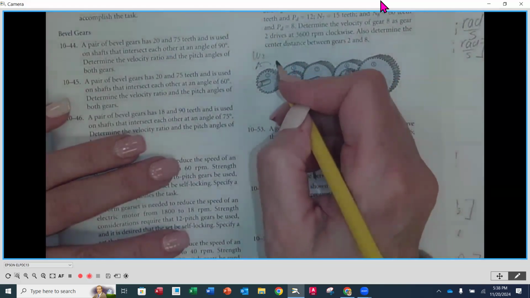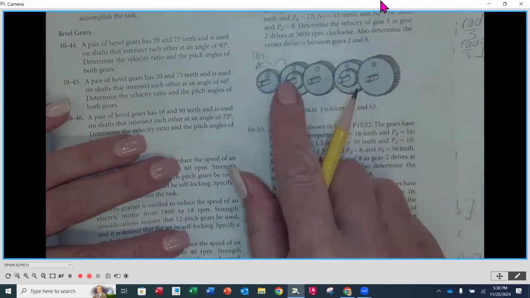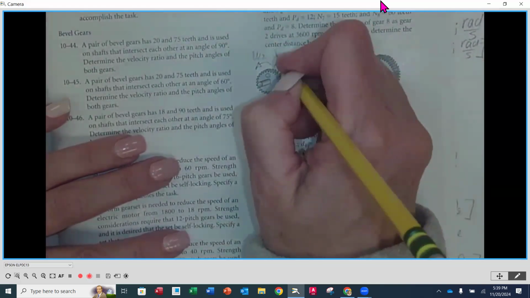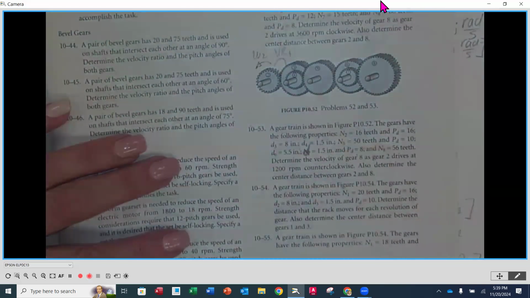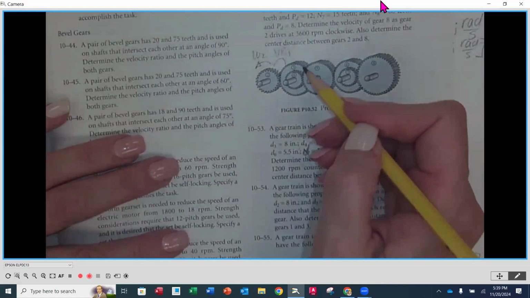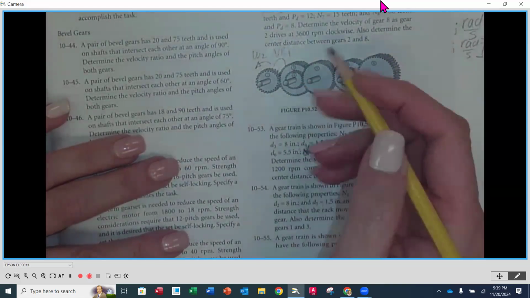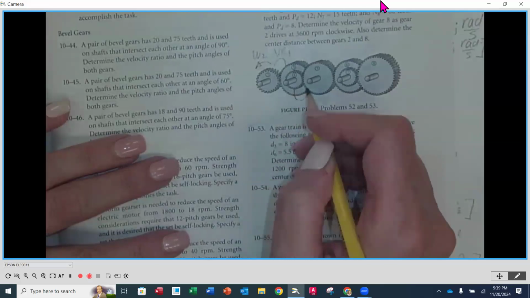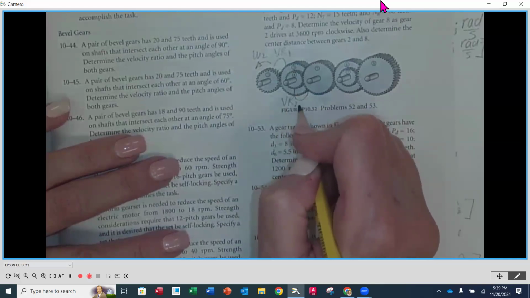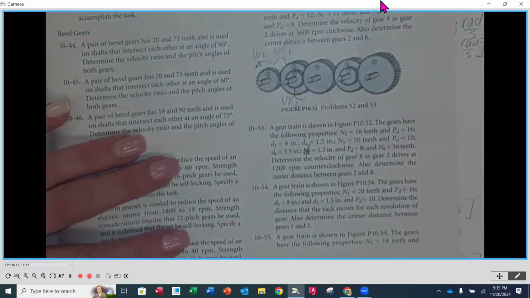Okay, that's our first gear. Now it is engaged with gear number 3. So that's going to be our first velocity ratio number 1. Now we don't have a top view, but directly in front of it on the same shaft is gear number 4. Gear number 4 is engaged with gear number 5. This is going to be velocity ratio number 2.